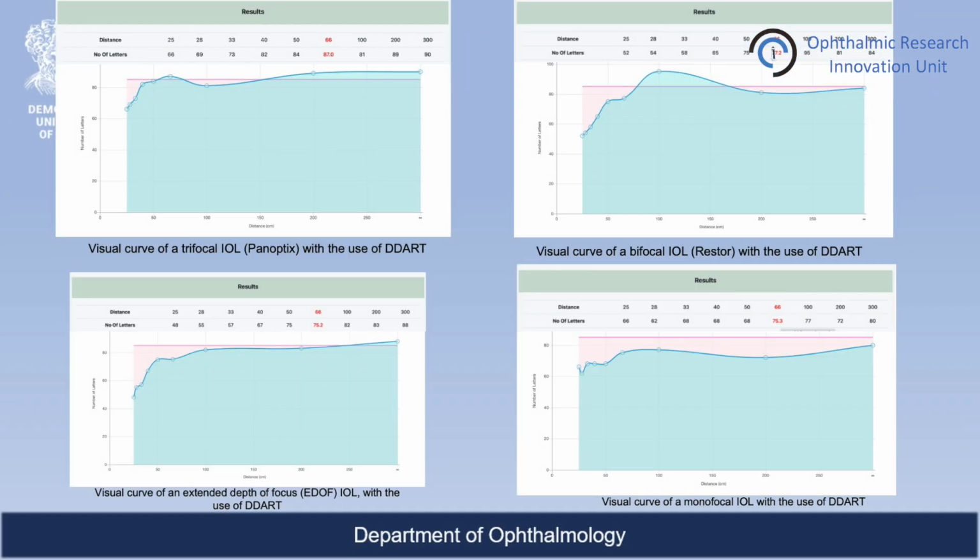In these figures, we see, clockwise from top left, a visual curve of a trifocal IOL, the visual curve of a bifocal IOL, the visual curve of a monofocal IOL, and finally the visual curve of an EDOF IOL.